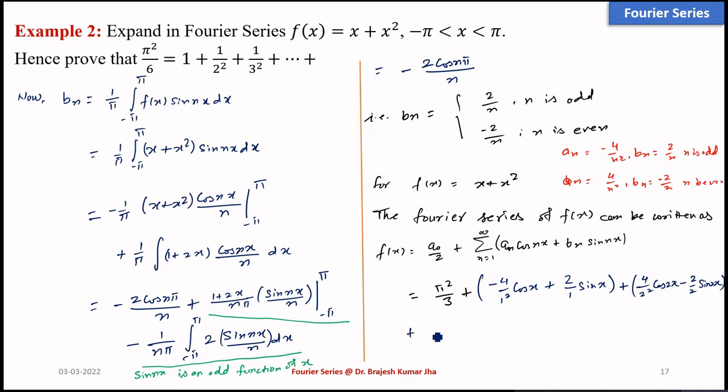Similarly, for n equals 3, we can write minus 4 by 3 square cos 3x plus 2 by 3 sin 3x and so on. So this is our Fourier series.